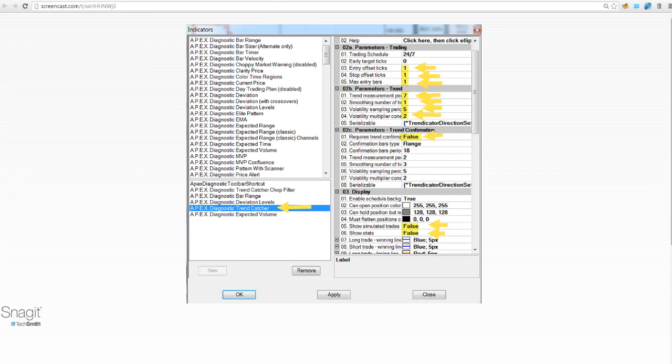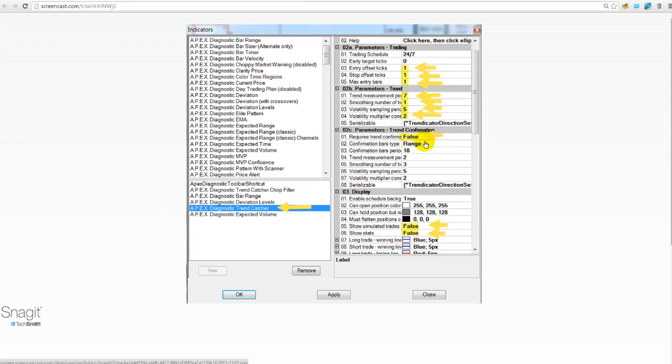All right, so here's just a highlight of the settings. So we got the trend catcher indicator selected. Okay, you can right click and go to indicators and choose the trend catcher that you have at the bottom, or you can just double click on the trend catcher, it'll come right to it. And then we put our entry offset, stop offset, max entry to 1. We put our parameters trend right there to 7152.